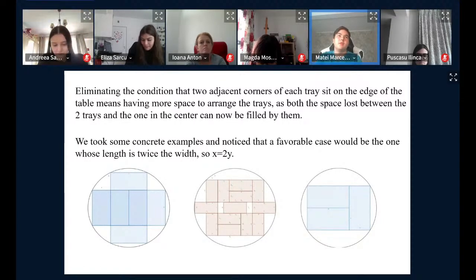Eliminating the condition that 2 adjacent corners of each tray sit on the edge of the table means having more space to arrange the trays. As above, the space left between the 2 trays and the one in the center can now be filled by them. We took some concrete examples and noticed that a favorable case would be the one whose length is twice the width, so x equals 2y.